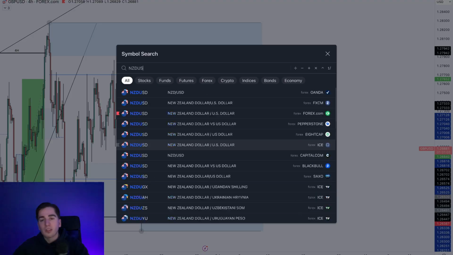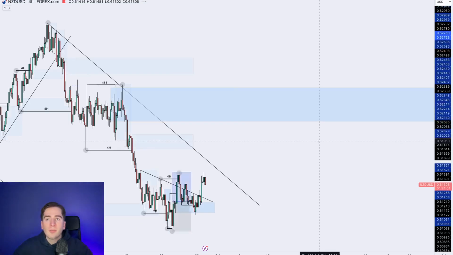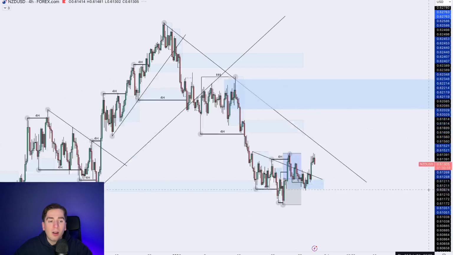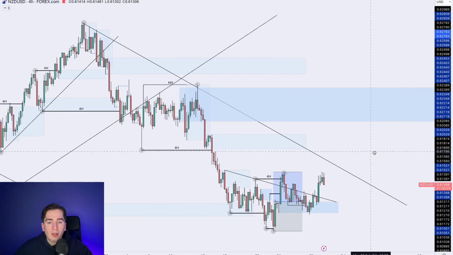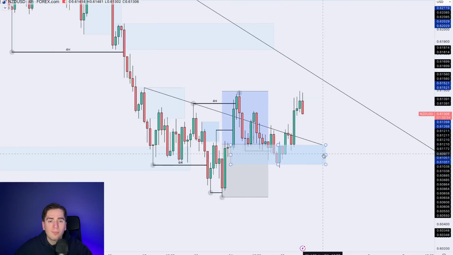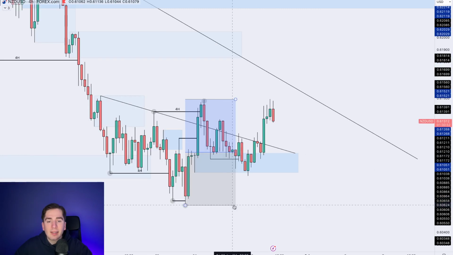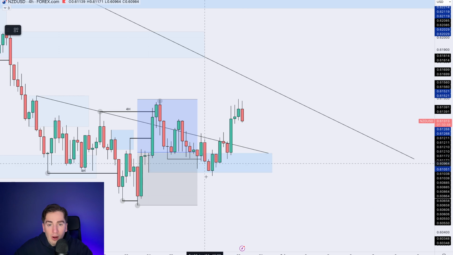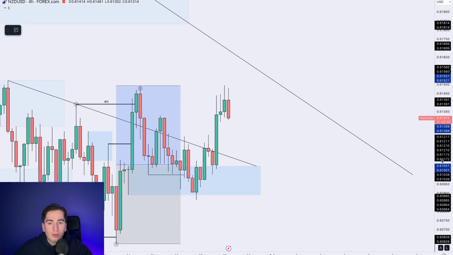Moving in towards NZDUSD, so Kiwi dollar. NZDUSD moved up higher, pretty much like we were expecting as well. What we can see is that we got a change in character yesterday on the 4-hour time frame. Just to make it clear, guys, this was your fractal low, then this was your fractal high.